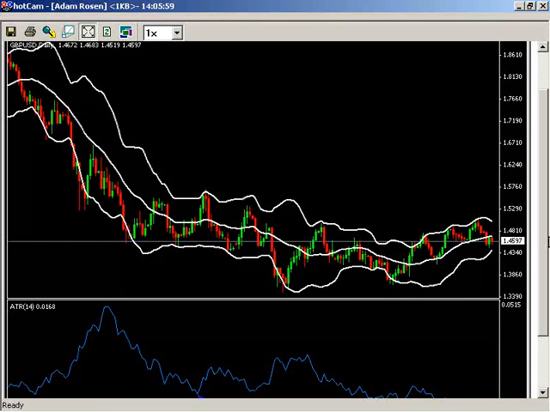Now, how does that help us? How do we use it with the Bollinger Bands? Well, very simply, let's take a look at something a little bit more recent, and we'll try to identify what we're looking at.